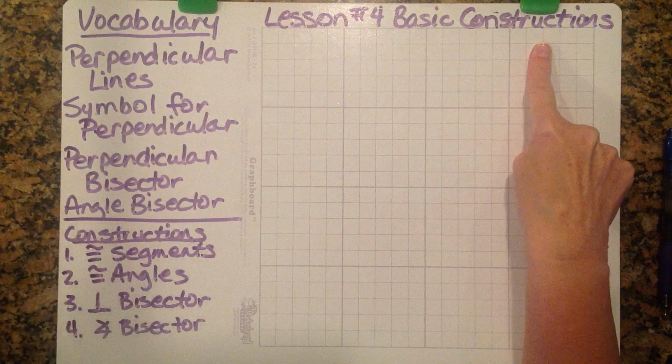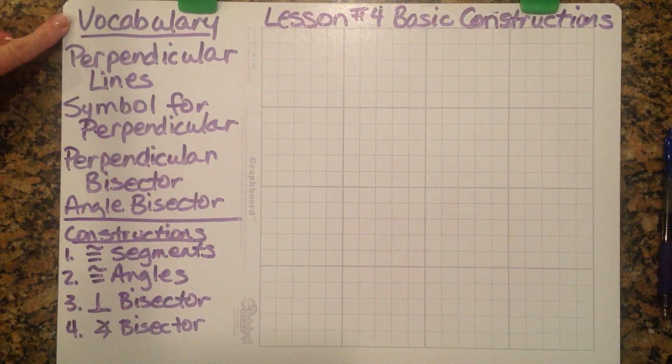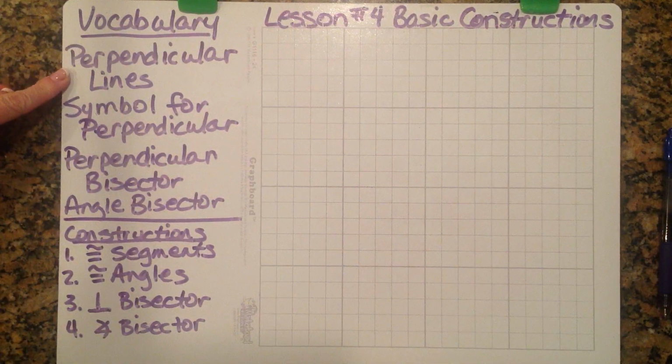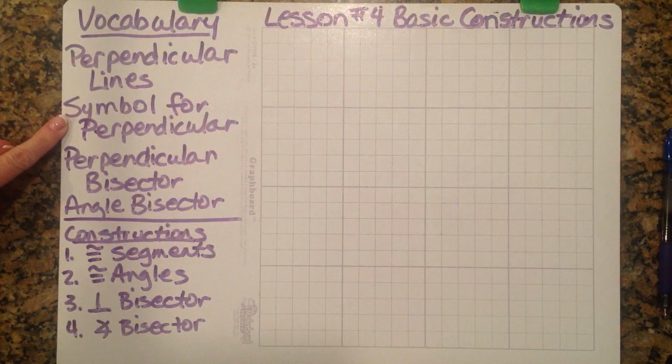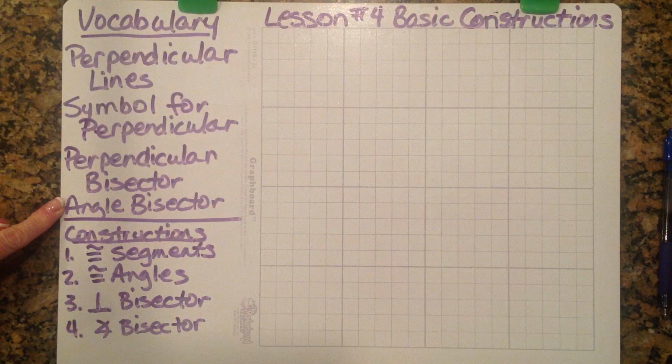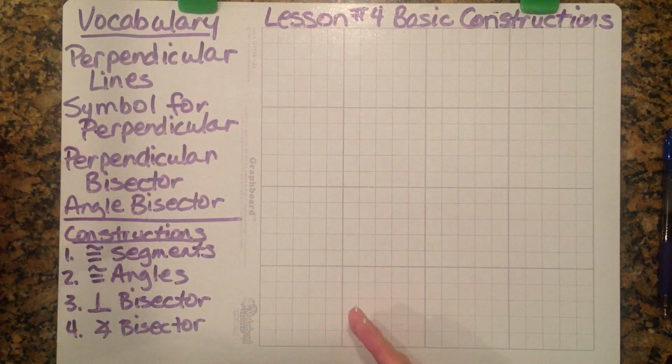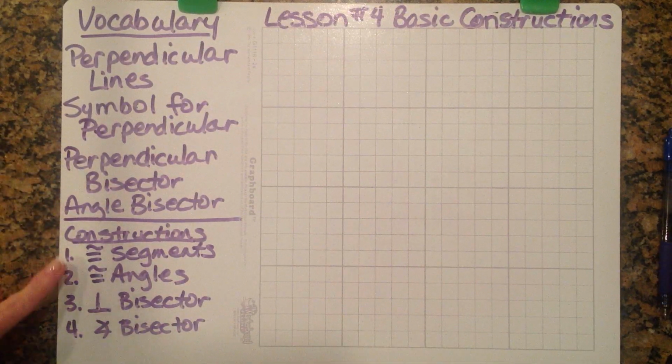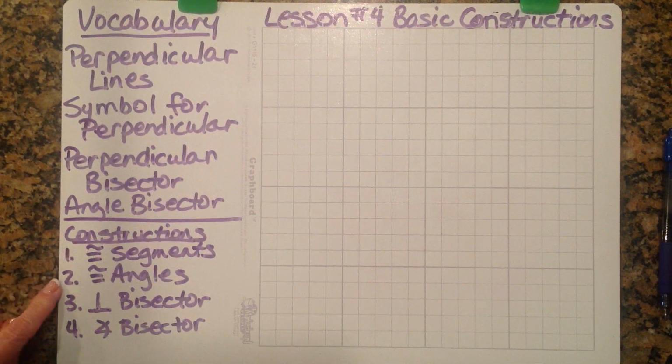What we're going to be doing today is our vocabulary, which is perpendicular lines, symbol for perpendicular, perpendicular bisector, angle bisector. Then we're going to do 4 basic constructions. One construction is congruent segments, then congruent angles, then perpendicular bisector, and then angle bisector.